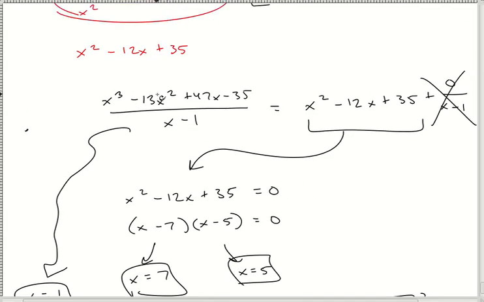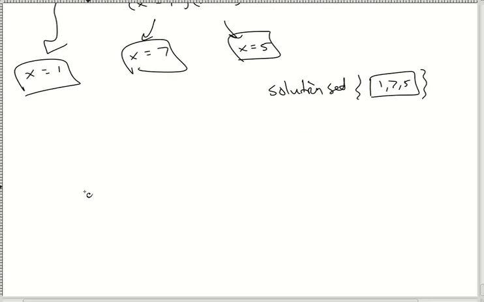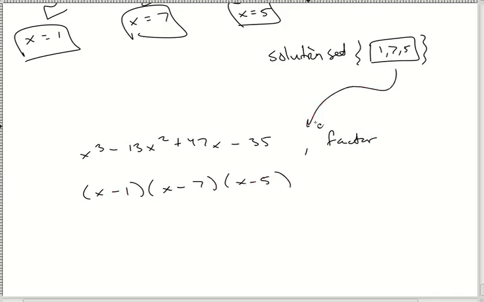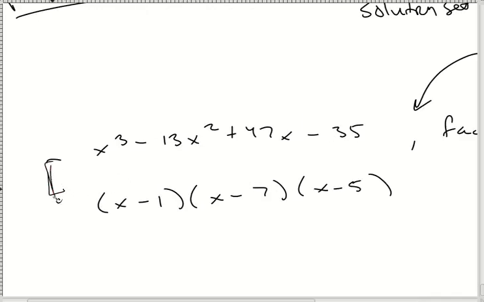Notice this original x cubed, let me rewrite it, minus 13x squared plus the 47x minus the 35. What if I were to actually say factor it? Well, I could tell you that one of the factors is x minus 1. We just found that. Here's another one, x minus 7. Here's another one, x minus 5. We just found those. That's what we just did. We factored this.